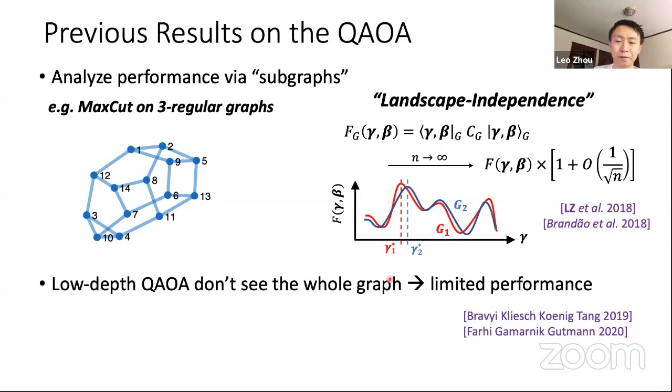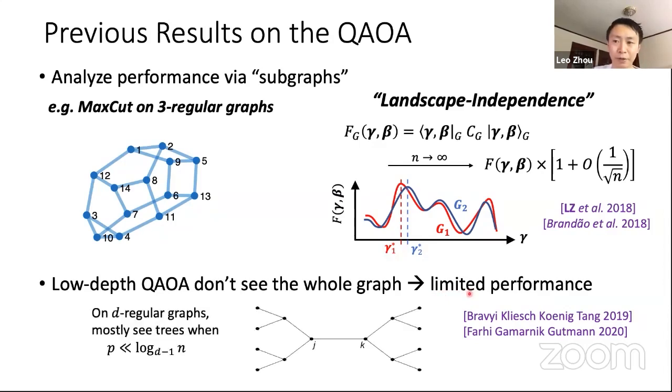But because of this subgraph method, there's also a negative result that came out, because you can use the same argument to show that low depth QAOA, because it only sees a subgraph, not the whole graph, necessarily has limited performance. To see this, you can consider the limitation in the worst case: if you consider irregular graphs, when the number of layers of QAOA is much less than log n, the subgraphs that you see are going to be mostly trees.